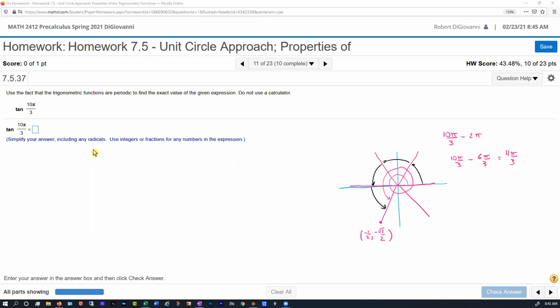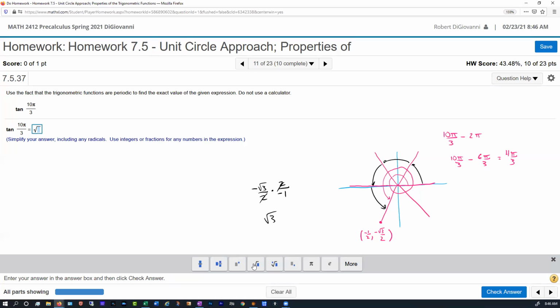And now we want tangent. So tangent will be the y-coordinate divided by the x, which is the same as multiplying the reciprocal of the x. So I'm just taking -1 over 2, and I'm going to write it as 2 over -1. These cancel. And then I have negative over negative, which would be positive √3. So just square root of 3.